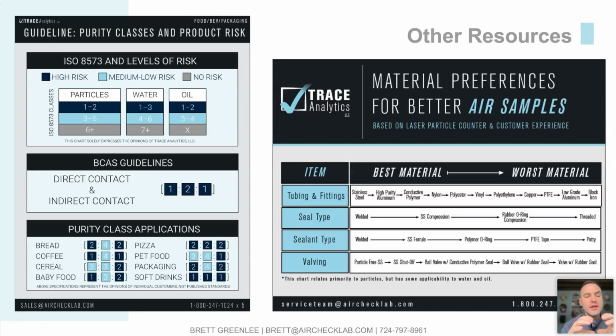Now, the BCAS guidelines used to be different for direct contact versus indirect contact. But now the BCAS has made them the same purity class, and it gives you a direction to go. Again, for direct contact and indirect contact, the BCAS recommends you're testing to a 1-2-1.